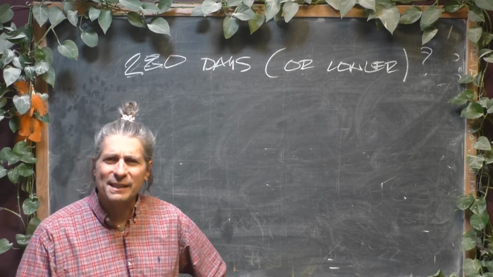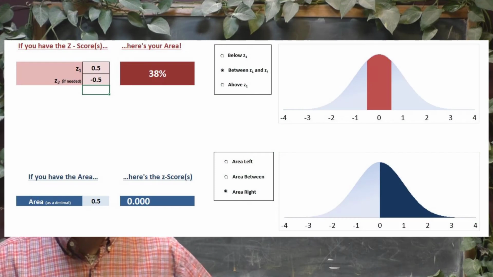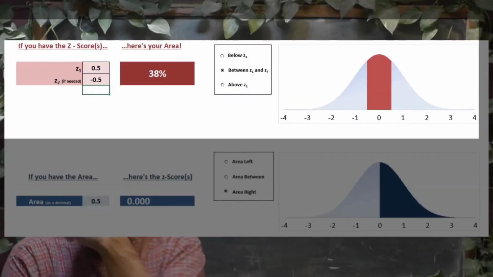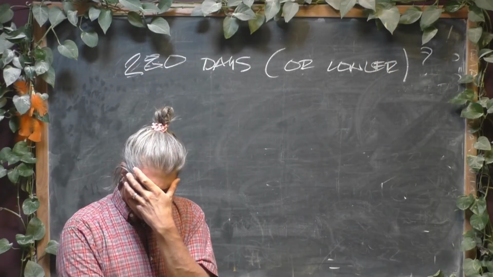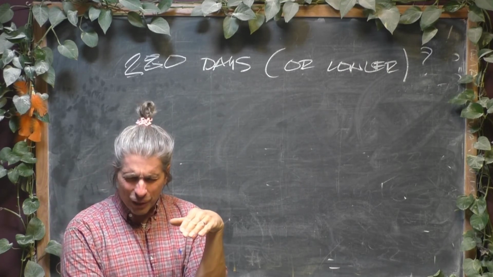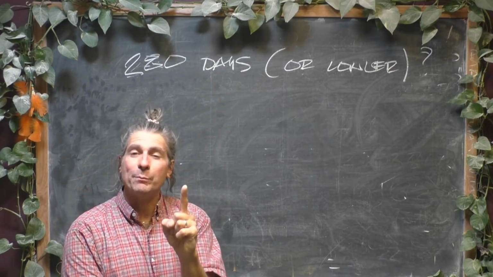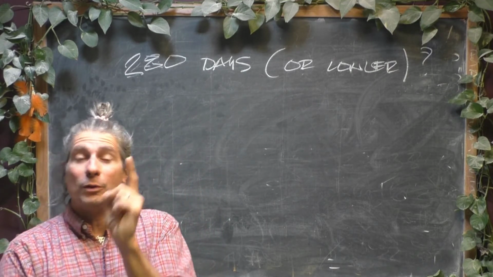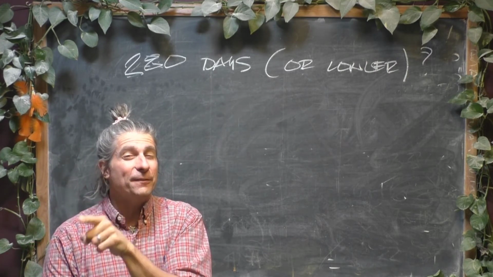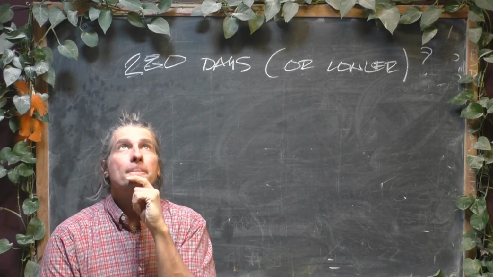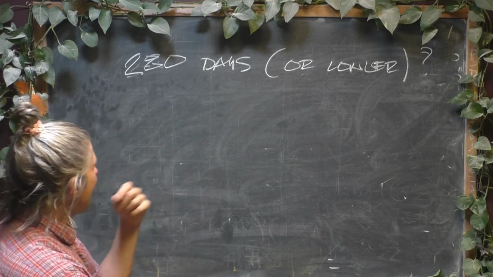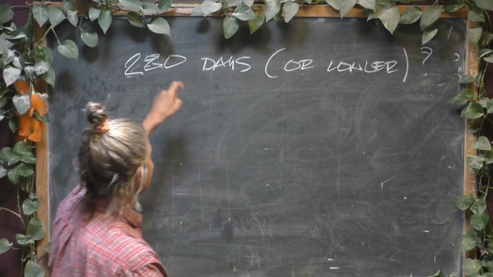So what kind of problem is this? Is this a bottom of the spreadsheet problem like the last one, or a top of the spreadsheet problem? Well, let's think. The last one we did was a bottom of the spreadsheet problem because we had the percentage in the beginning. We were told we're looking for the shortest 5% of pregnancies. This one, we don't have that, do we? Actually, we've got a number of days.